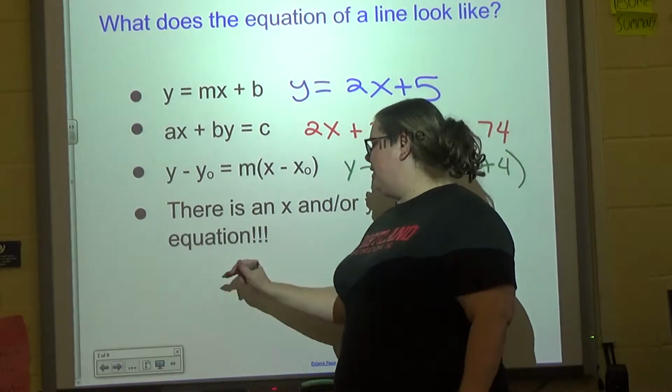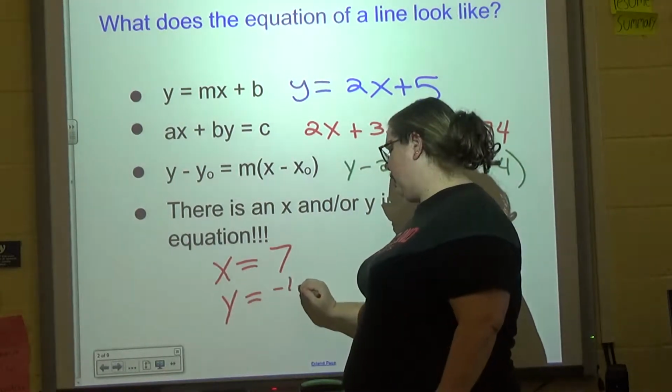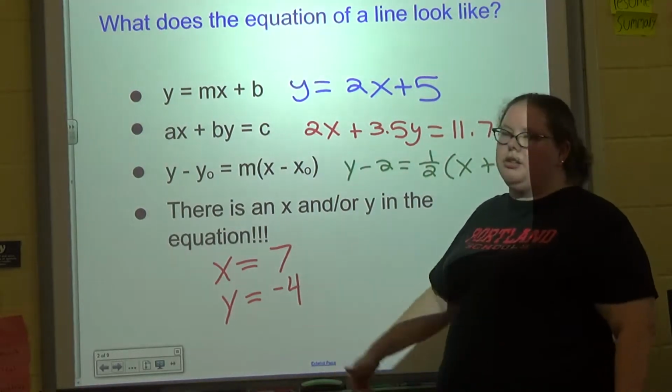My guess is x equals 7 or y equals -4, something like that. Those are also equations of lines. Those are horizontal and vertical.